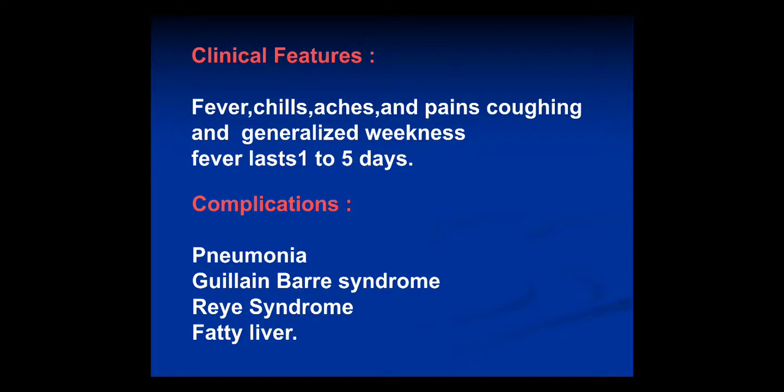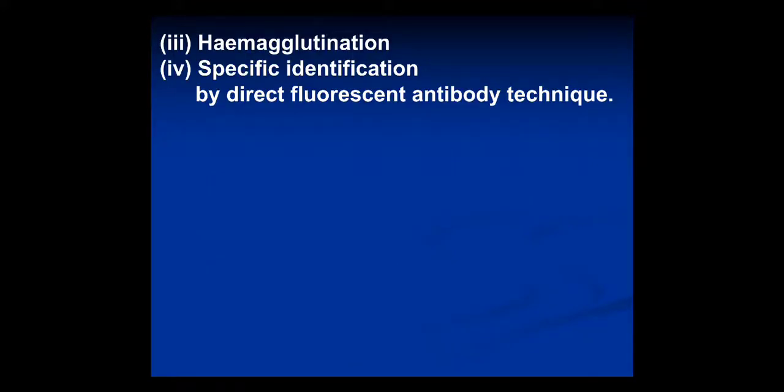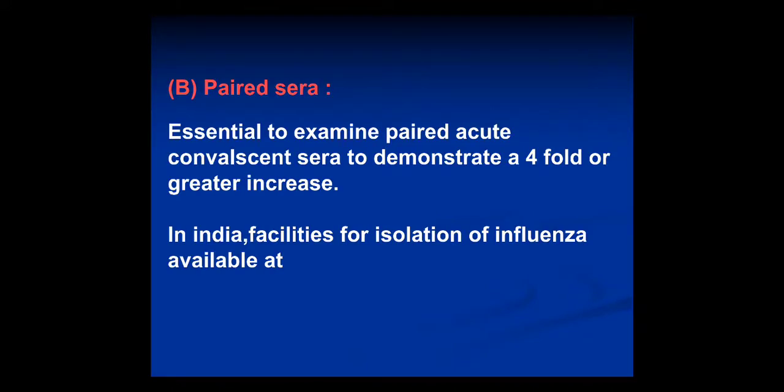And what are the complications? Pneumonia, Guillain-Barré syndrome, Raynaud syndrome, and fatty livers are some of the complications. Laboratory diagnosis: viral isolation, nasopharyngeal secretion, use secondary baboon kidney cell or kidney cell culture, so these are laboratory diagnosis, more of viral isolation you have to do, and this is done in specific laboratories all over India. And these are some tests: hemagglutination, specific identification by direct fluorescence antibody technique also can be used.